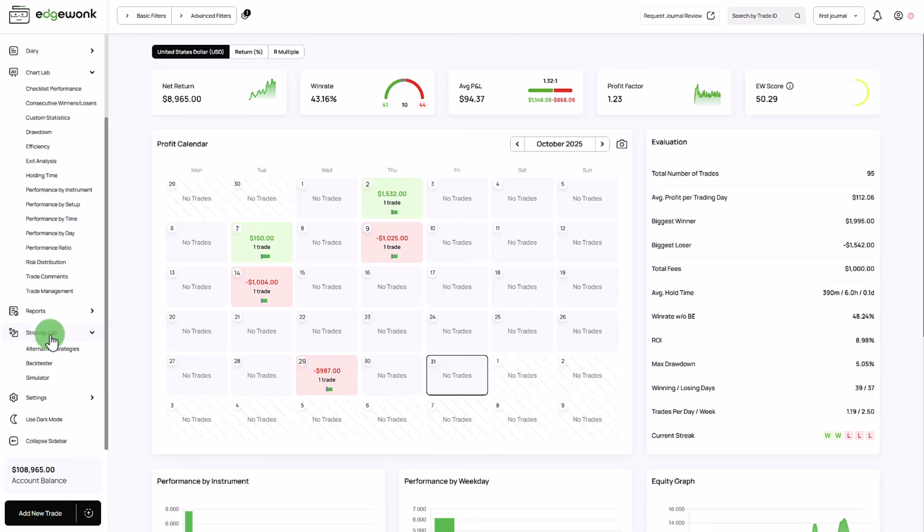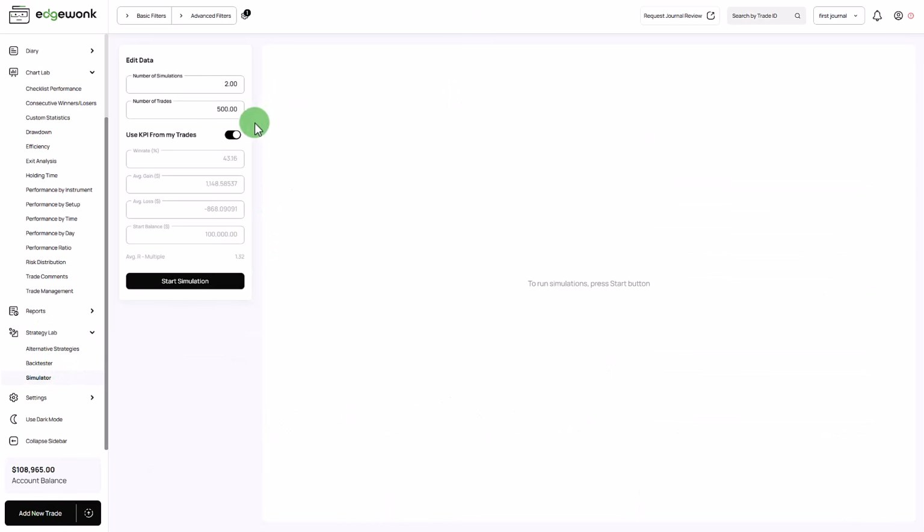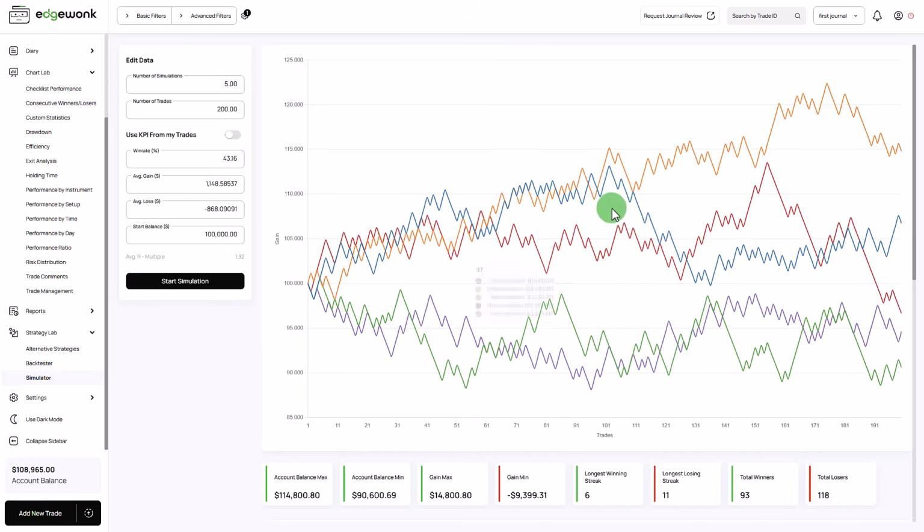Let's do that. Let's go to the strategy lab and the simulator. So we want to change the numbers. And currently what we see is we have the 43% win rate. Let's start a simulation. Maybe let's just do 200 trades and let's do 5 simulations. So how is it going to look? And this is the problem.